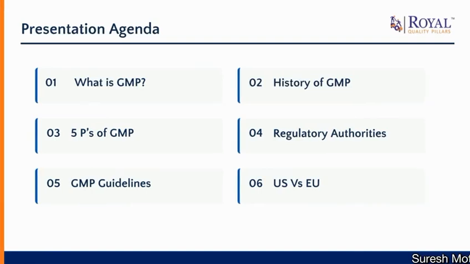Here is our roadmap for this session. We will start by defining what CGMP actually means. We will look at the history, why these laws exist. We will break down the, quote, 5 Ps of GMP, which are the core pillars of our operations. Finally, we will review the major regulatory authorities and compare the differences between US and EU regulations.